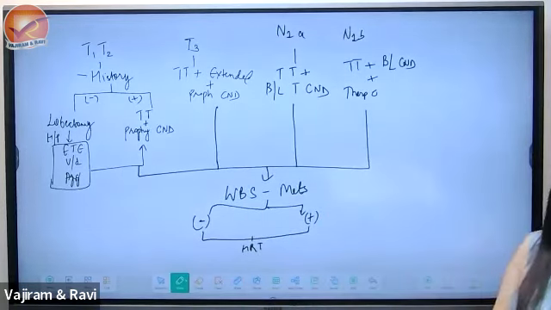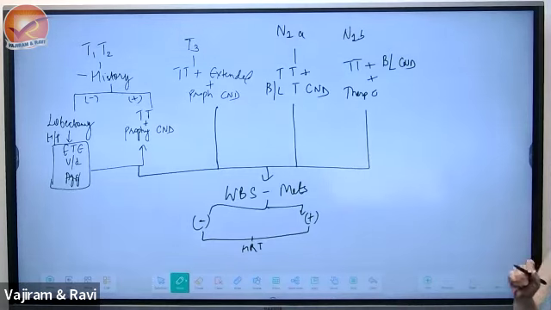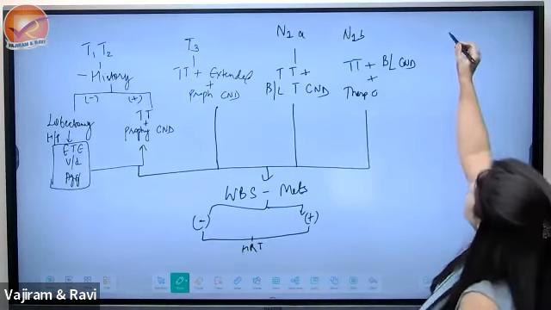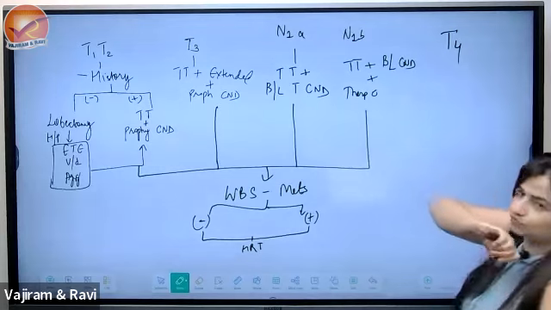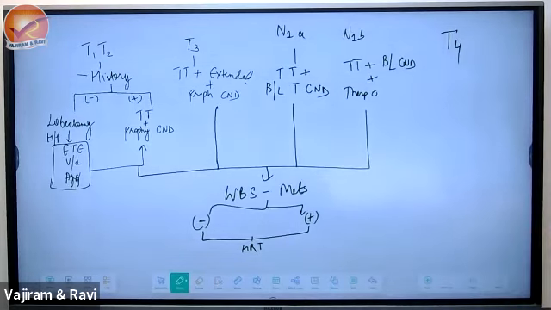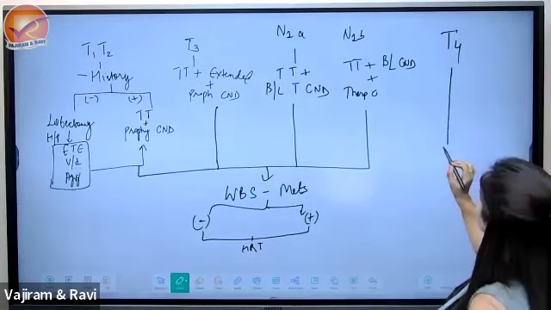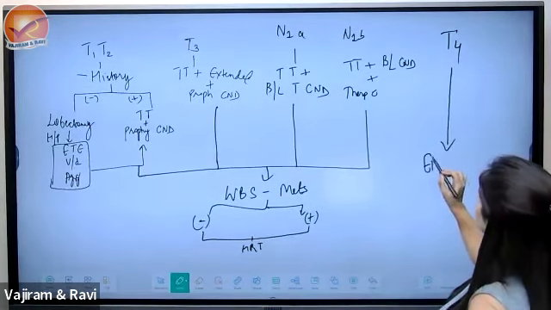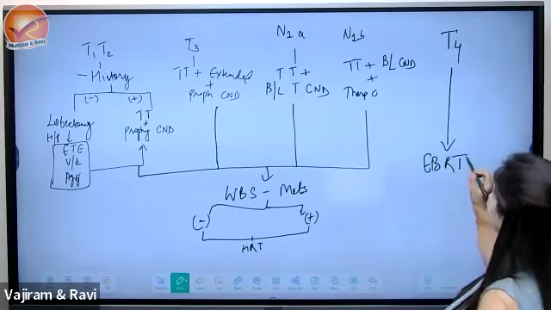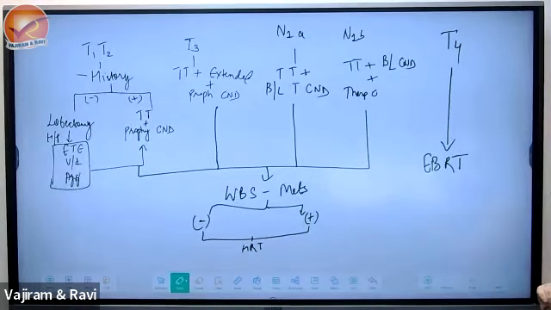Now, one scenario is left, that is T4, where metastasis was present. It was with extension and everything. So in this case, we usually give only external beam radiotherapy. Clear?